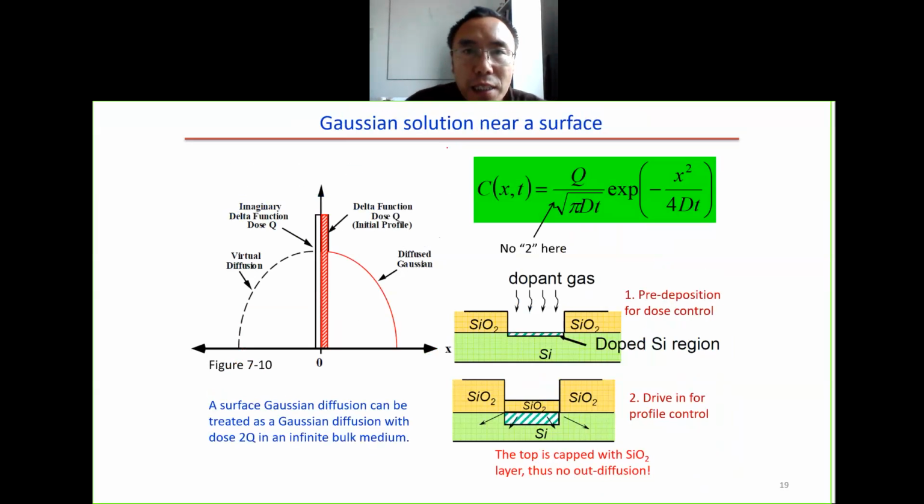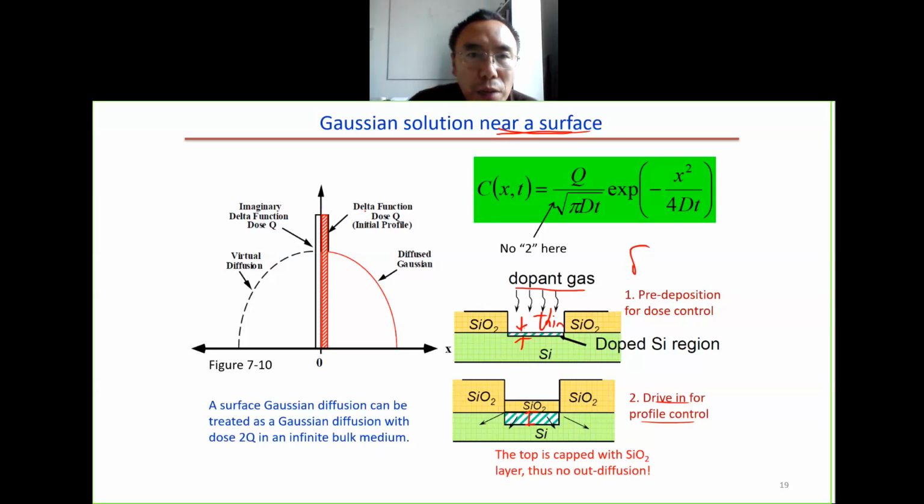So the first case is the Gaussian solution near a surface. This corresponds to the case of the typical diffusion process. We have the dopant gas, so only the top layer near the surface gets doped. Afterwards, we have this drive-in for the profile control. If the top layer is very thin compared to the final thickness, then we can approximate this thin layer as the delta function.